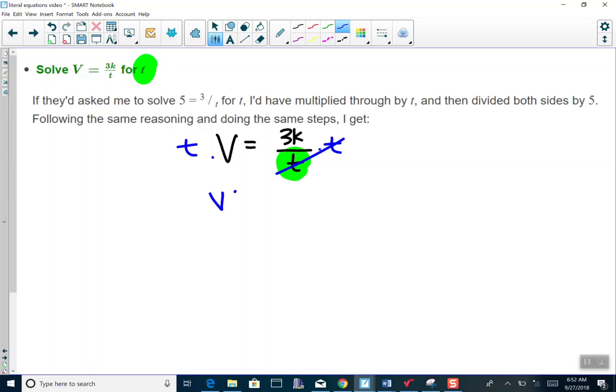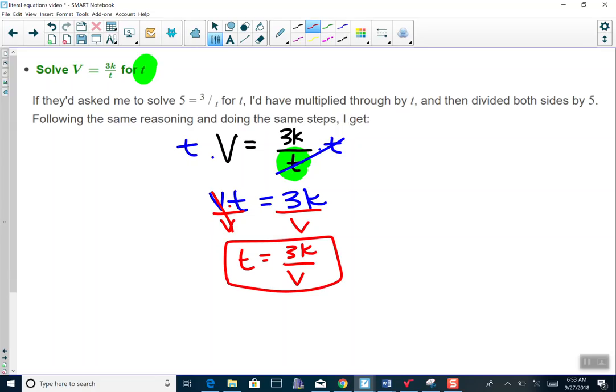That's going to get that T out of the denominator. Okay. And now I have VT equals 3K. Okay, and again, I'm trying to get T by itself. So now I can undo this multiplication with division. So T is equal to 3K divided by V.